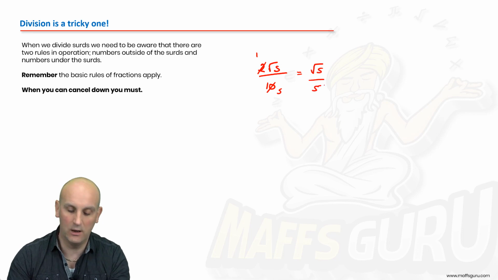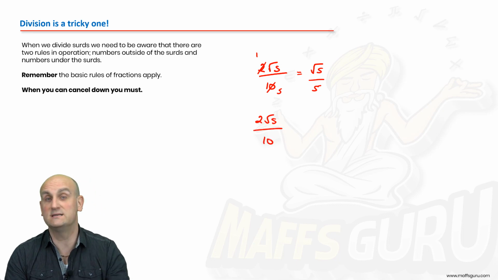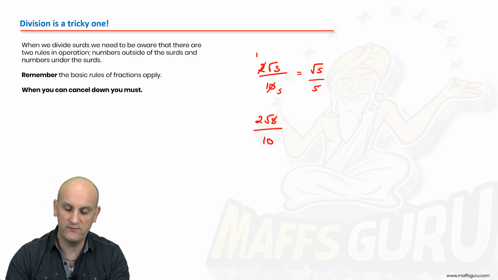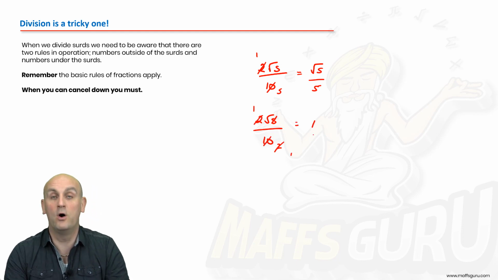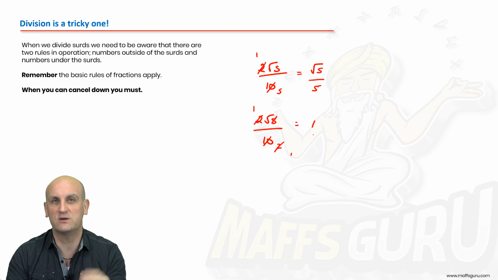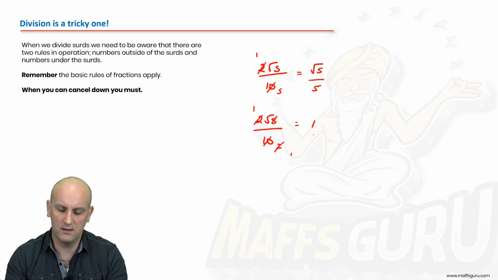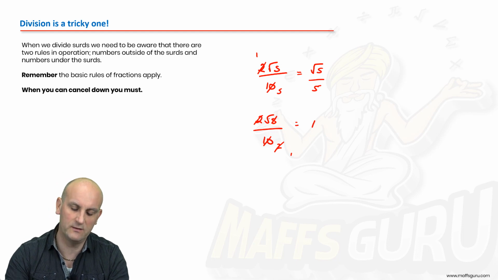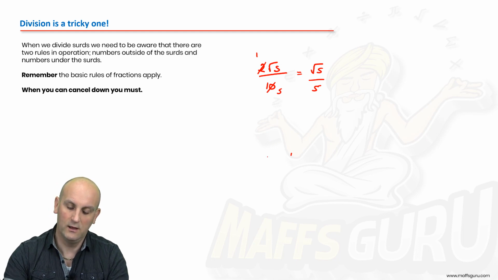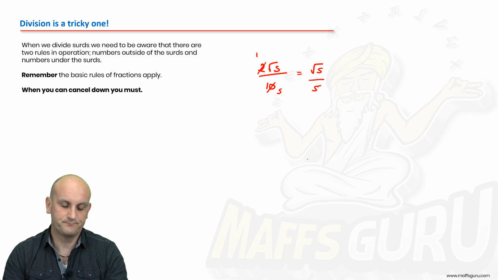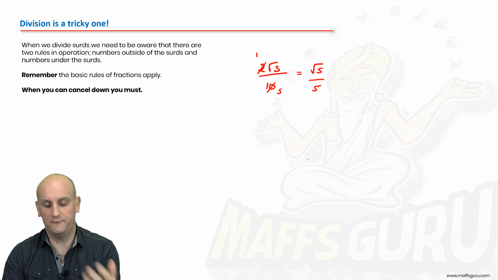Now, sadly, lots of people do this. 2 root 5 on 10, they go, oh, I can see a 5 and a 10. A 5 here goes into there twice, 2 into there goes once, and I get 1. Horrible. You're not allowed to do that. That square root sign is very different. It protects the 5 underneath it, and so it can't be divided in. So I'm going to get rid of this example just so that no one out there hopefully thinks that's a good idea. The basic rules of fractions apply.